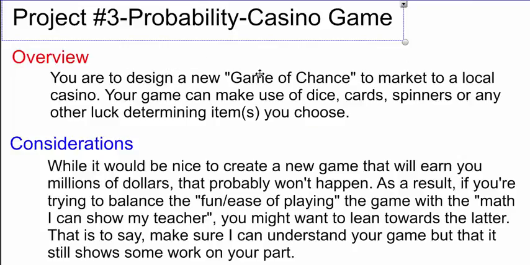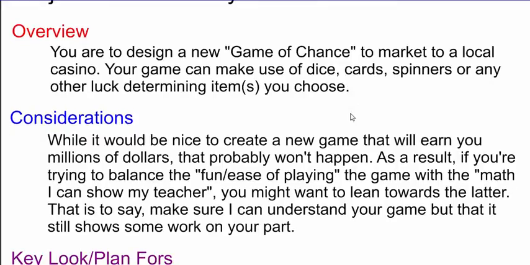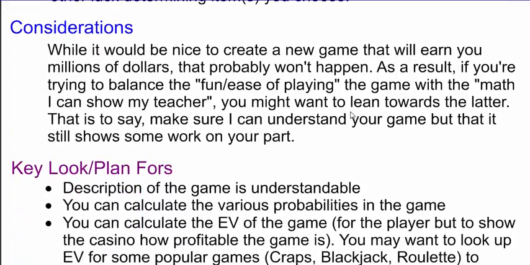Project 3, probability casino game. This one's fairly simple. I think you're looking to design a new game for the casino. You can use dice, cards, spinners, anything that determines luck that you can determine would be fine. And that's sort of the idea of casino games, of course. They are basically just luck. The casino wants to take the skill out of the game because they don't want people to become good, because if people become good, they can become winners.